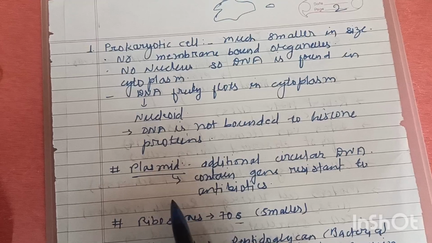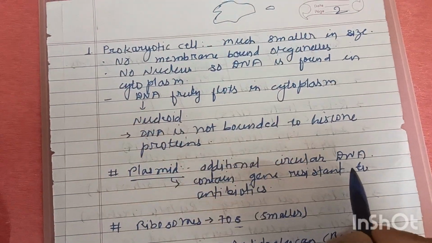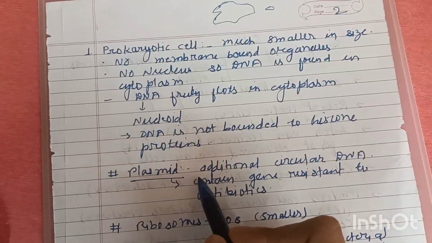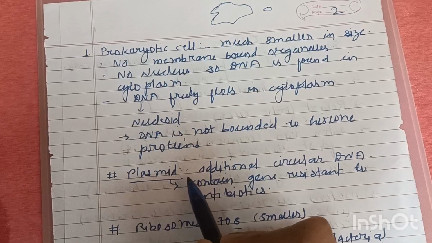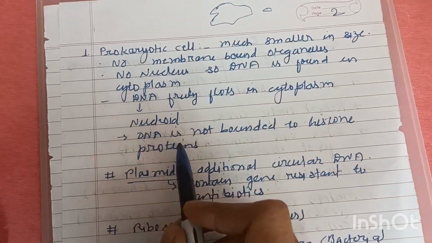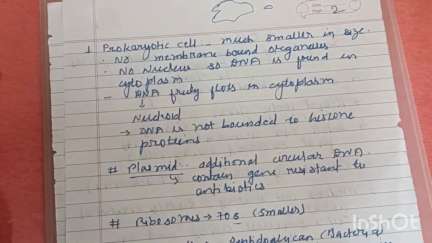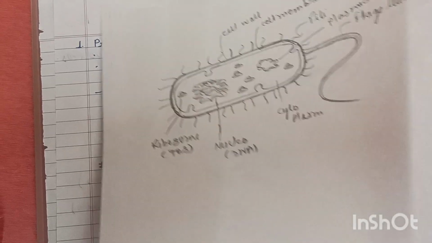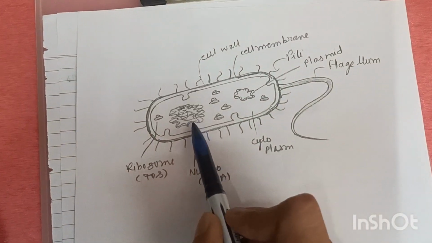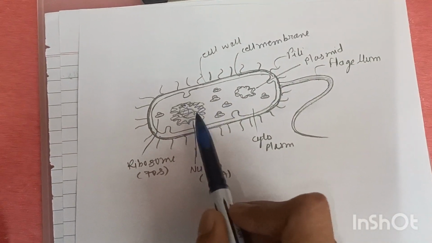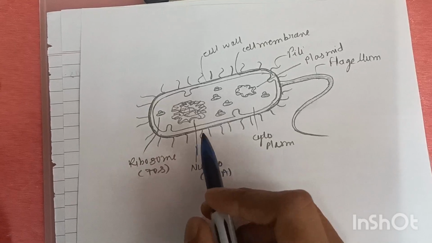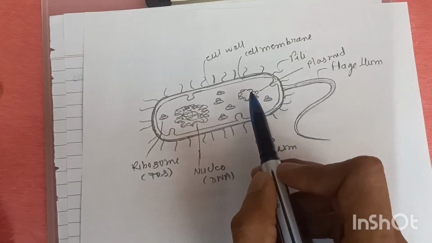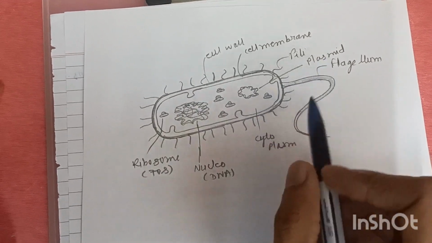Now let's come to the special additional circular DNA which is present in prokaryotic cell. Don't confuse this additional circular DNA with nucleoid. Nucleoid is a separate thing. As you can see here in this diagram, let me show you. This is nucleoid, the main circular DNA. But this is an additional circular DNA which is known as plasmid.